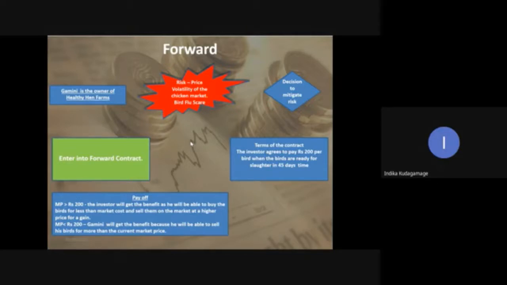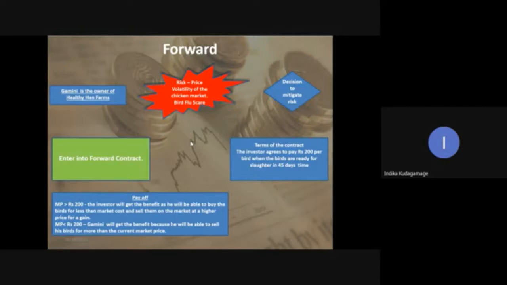So this is a contract. This is called a forward. It is a one-to-one thing. You can tailor-make it. But there is a credit risk. Though there is a contract, will this guy buy? Will he pay me? That risk is there. But this can be tailor-made to suit the buyer's and the seller's requirements. It is a forward.